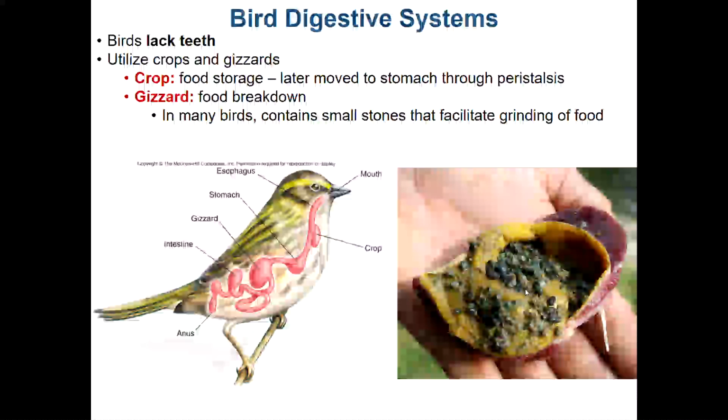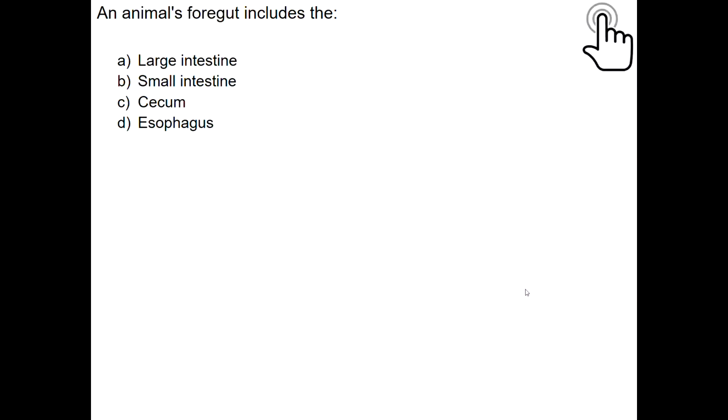So now we're going to have another question. An animal's foregut includes the A, large intestine, B, small intestine, C, cecum, or D, esophagus. So pause the video and answer the fourth question below.